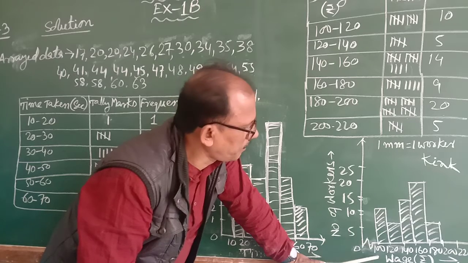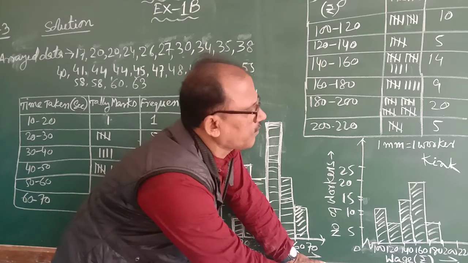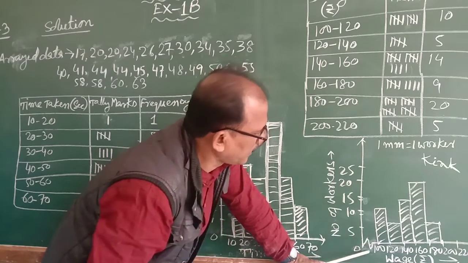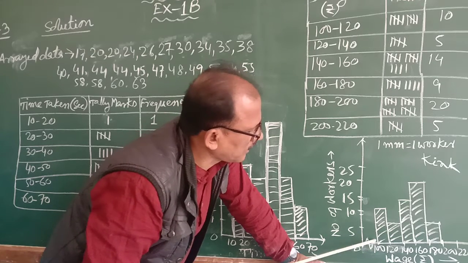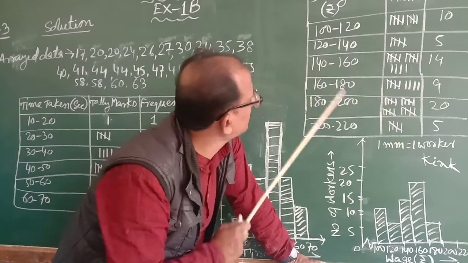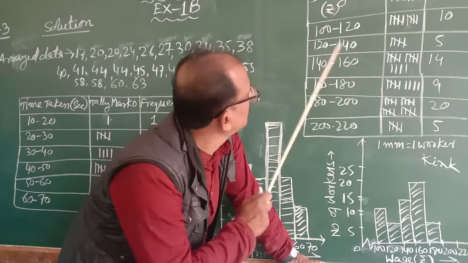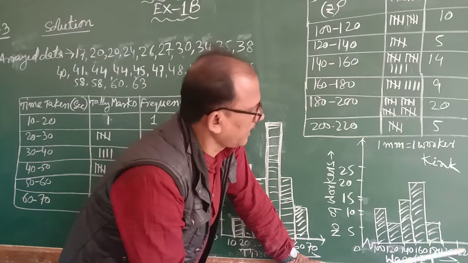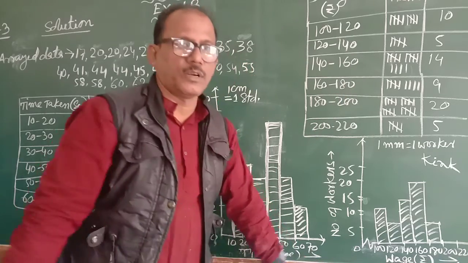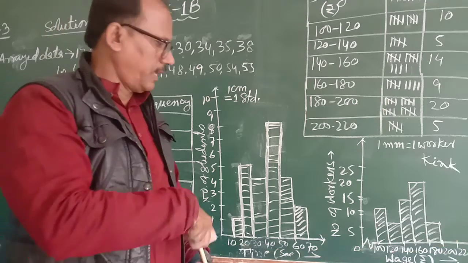Could you understand? So you are beginning with 100. Because if you start from 0, it will be too long. That is why kink is used. Could you understand me? So after the kink, starting with 100, 120, 140, 160, 180, 200 and 220, that you mark on the x-axis.